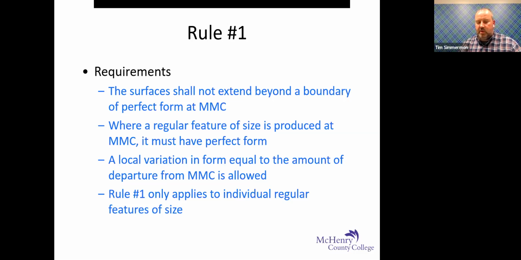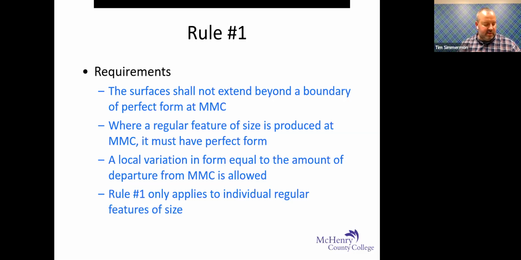And rule number one only applies to individual regular features of size. So you can't apply it to the circle that's on a bolt circle. You can only apply it to the diameter of one hole that's in the bolt circle.